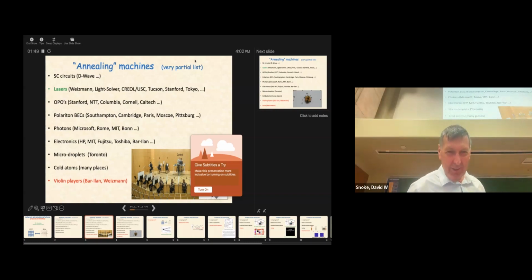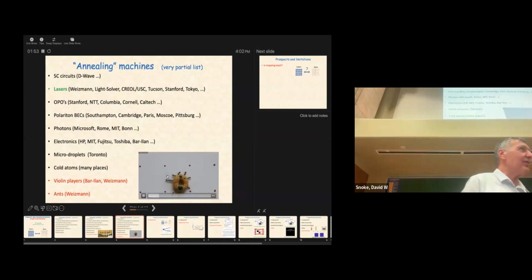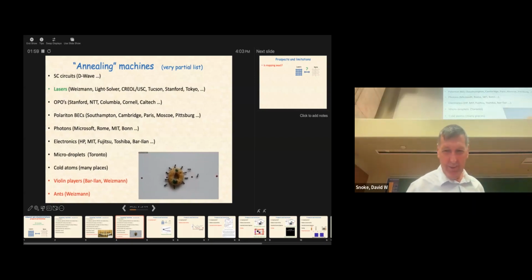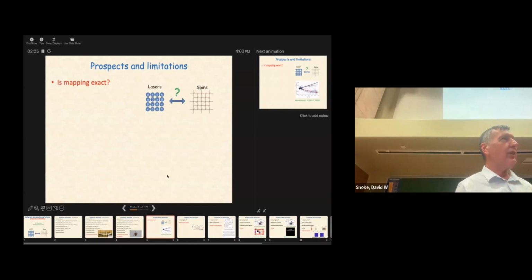So they do better. And this is a colleague from Weizmann that shows that ants can solve Ising Hamiltonian when they do optimization and somehow find bilocal interaction. So this is really a broad field. And what I'm asking is what are the prospects and what are the limitations of these approaches? And these are all rather classical systems.